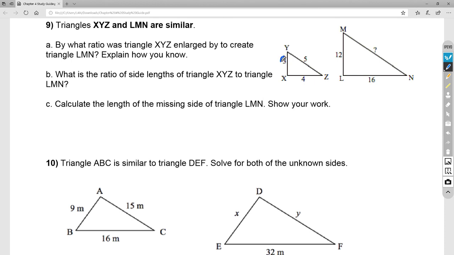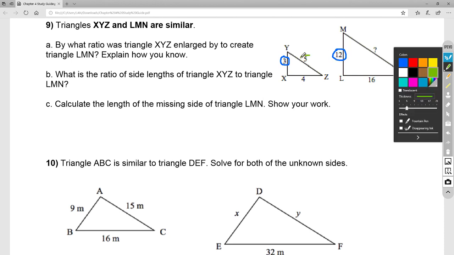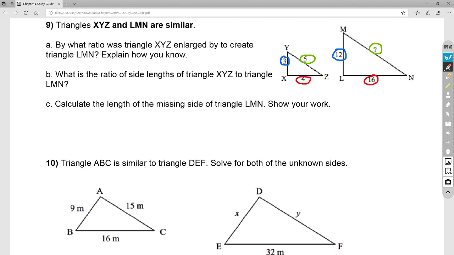So I'm going to go ahead and circle them. 3 goes with the 12 here. 5 goes with our question mark here. And then in red, I'm going to circle my 4 and 16. So here are my corresponding sides. Remember, those are the ones that are matching up. So looking here, what is the ratio of side lengths of triangle XYZ to triangle LMN?